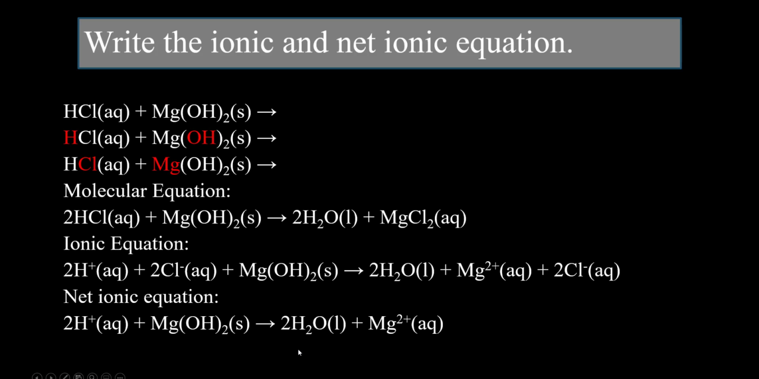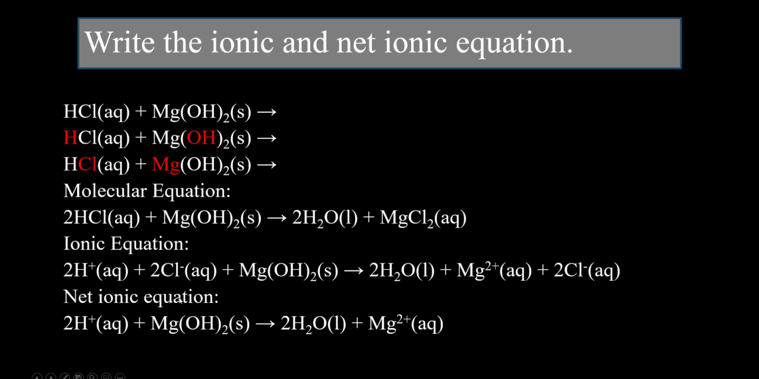And this is a nice representation of what happens. For every 2 units of hydrogen ions that attack this magnesium hydroxide crystal, which is a solid, this thing will end up in a dissolved state. The magnesium ions go into the solution as a +2 ion, and 2 water molecules are formed. And notice the chloride ions are just spectator ions, so they're not shown.